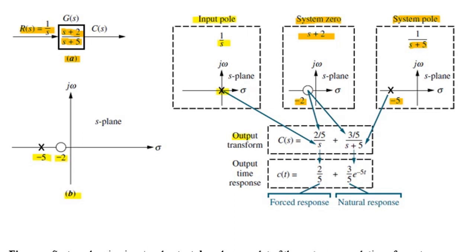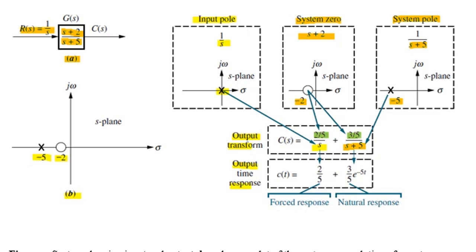If you look at the output transform equation, this equation is the sum of two terms. One has a denominator equal to s, which represents the input pole. The second term has denominator s plus 5, which represents the system pole, and the numerators of both the terms are defined by the zeros and poles of the system.